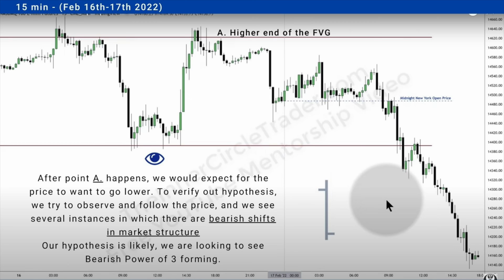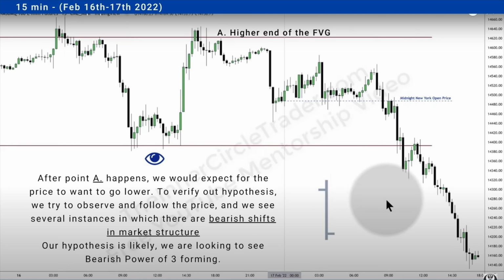If we do so, what we actually notice by looking at the price is that several times the price is forming bearish shifts in market structure, which then means that our hypothesis is very likely, and we are looking to see a bearish power of 3 forming here. We set our expectations on the 1 day, on the 1 hour we look for imbalances, and here again we are trying to understand if our hypothesis, if our expectations are right or not.